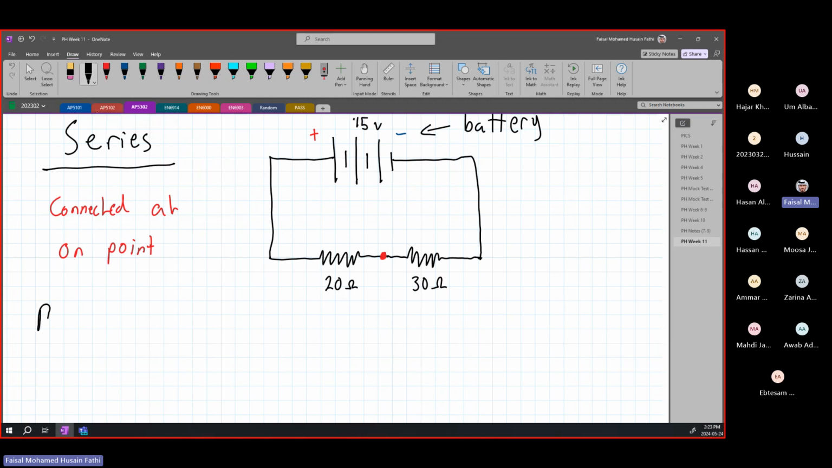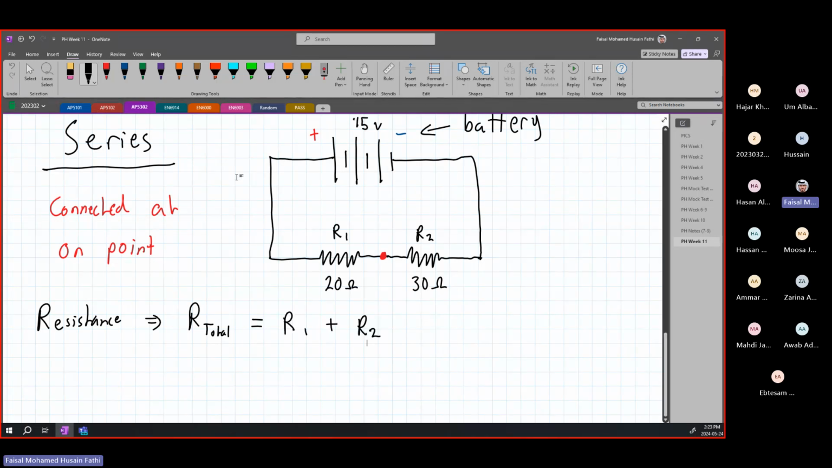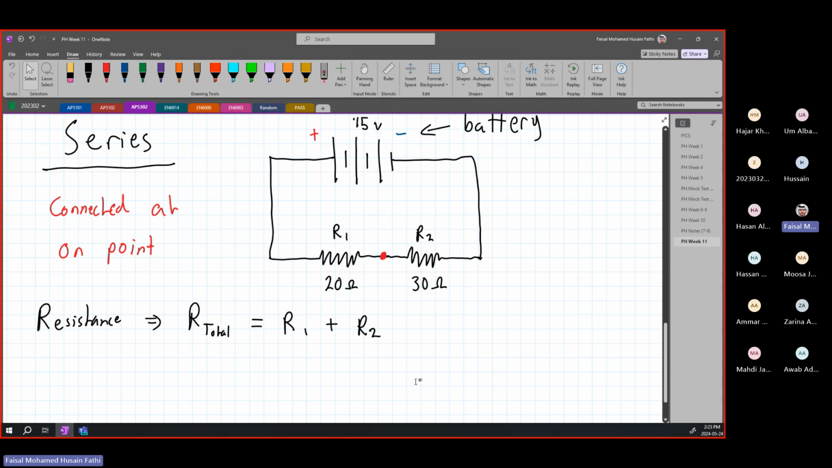So for the resistance R, to find your total resistance here, you can simply say that R total, RT meaning R total, is going to be equal to, let's say this is R1 and this is R2, R1 plus R2. So this is your first important rule, that resistors in series are just going to be added up directly. When you have two resistors in series, to find their total resistance, you can simply add up the resistors.